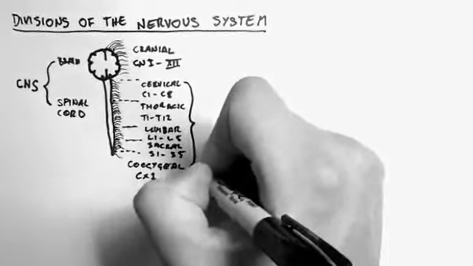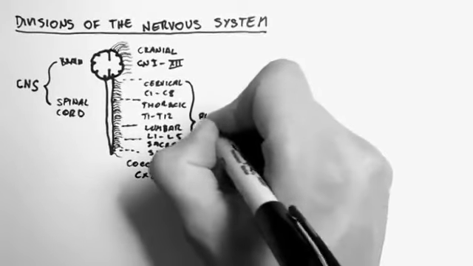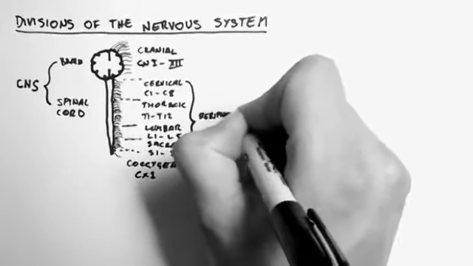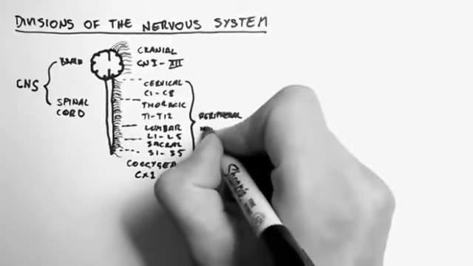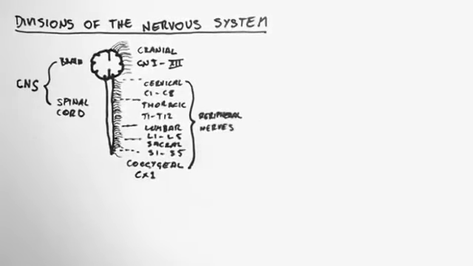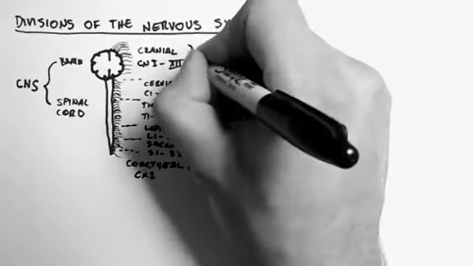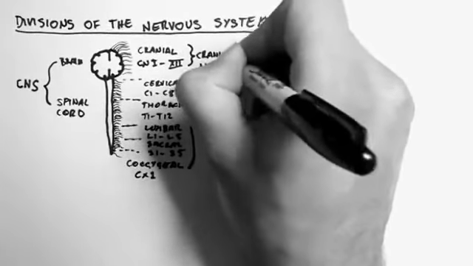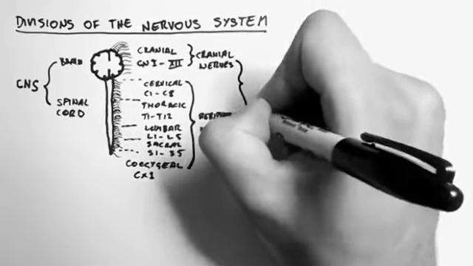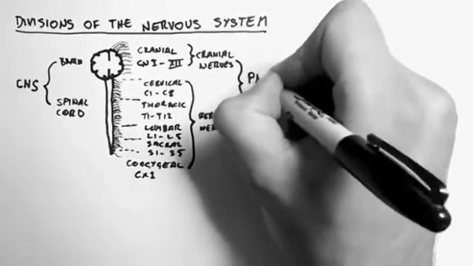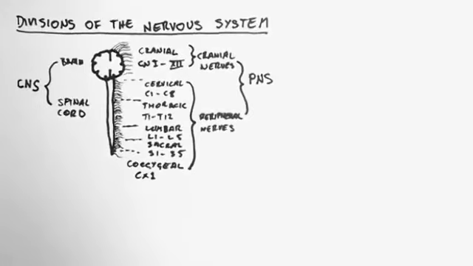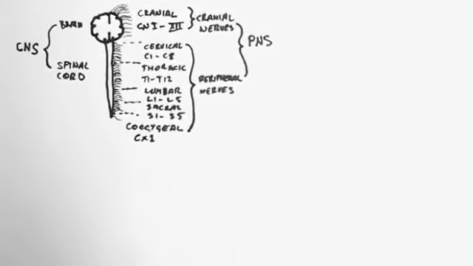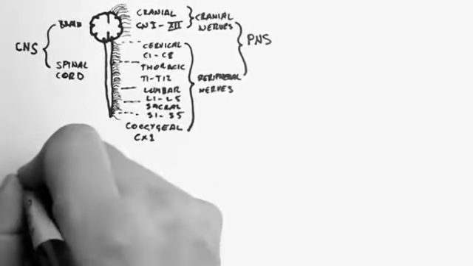Now these nerves here are known as the peripheral nerves. And these nerves are called the cranial nerves. Together, they make up the peripheral nervous system. So these are the nerves that lie outside of the CNS.